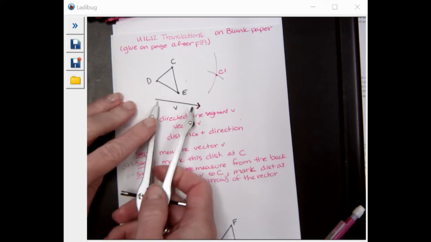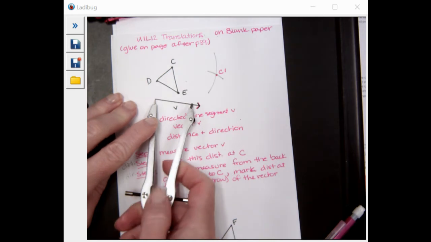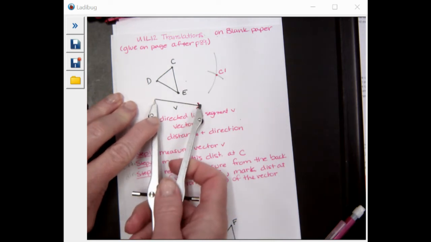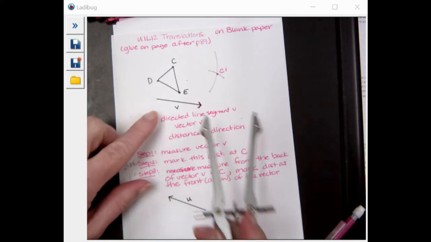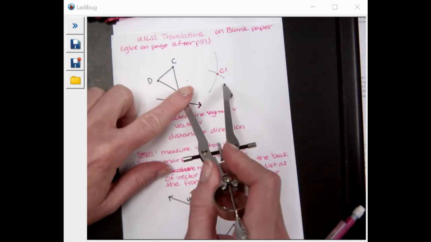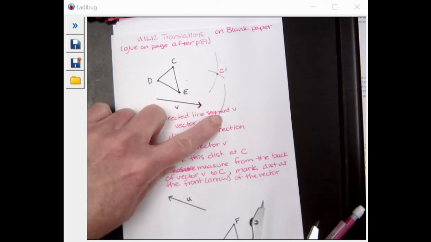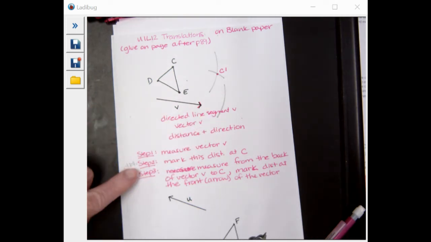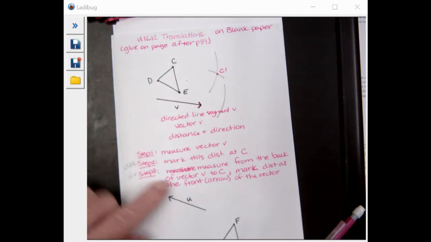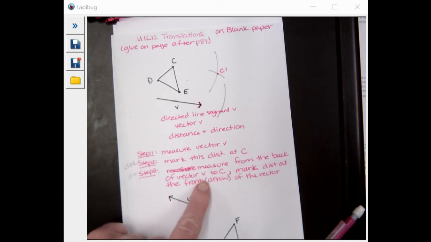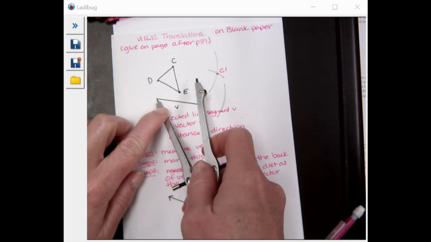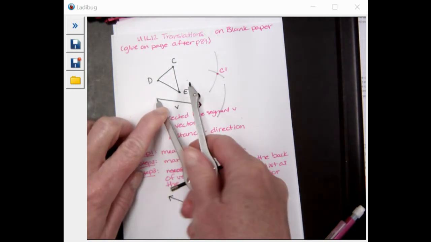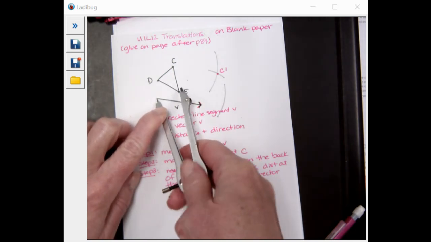So first let's measure my vector V. I'm going to measure from the back of it all the way to the front, and I'm going to mark this distance at E. So this is my E. I'm going to mark this distance out here with a nice big arc. So that's step 2. Step 3, I'm going to measure from the back of the vector to E. So let's put my needle on the back and make it smaller, and my pencil on E.